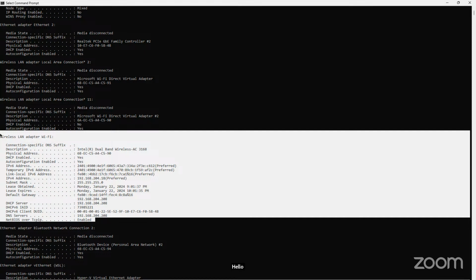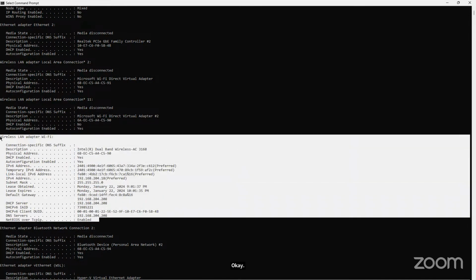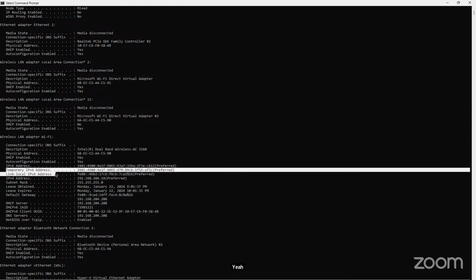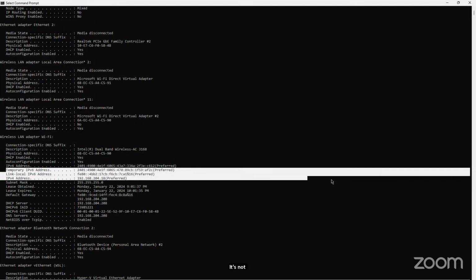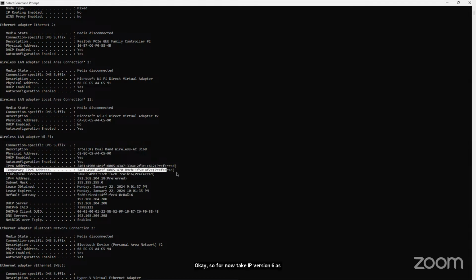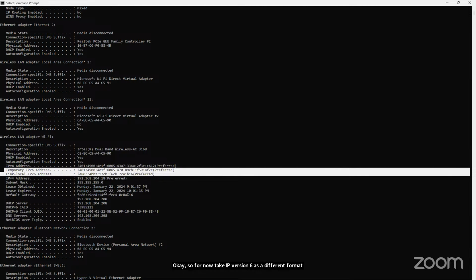Local and temporary addresses are both used. We will discuss this link local, all these things, in IP version 6. Just leave it for now because we have a separate section for that. For now, take IP version 6 as a different format of address, which came into picture because of some issues present in IP version 4. We'll discuss what is temporary and what is link local then.